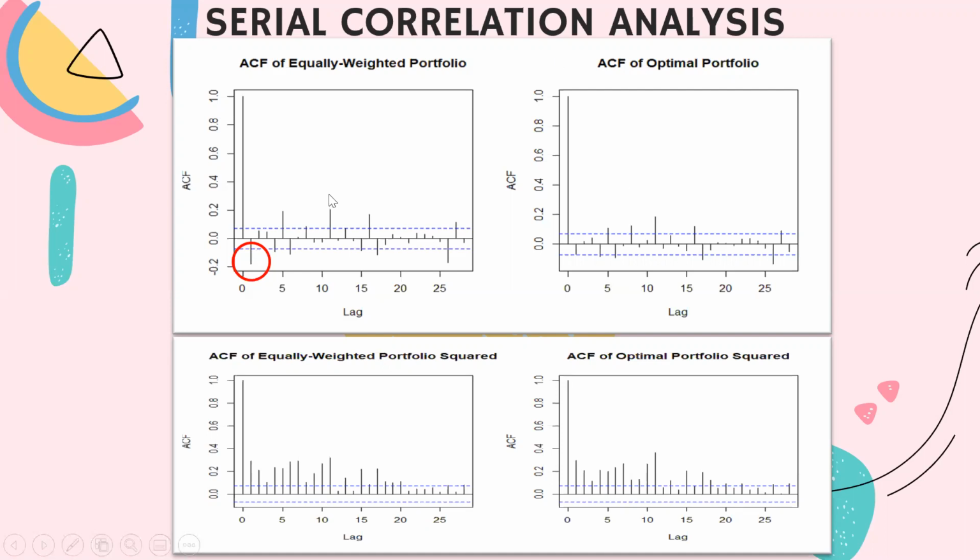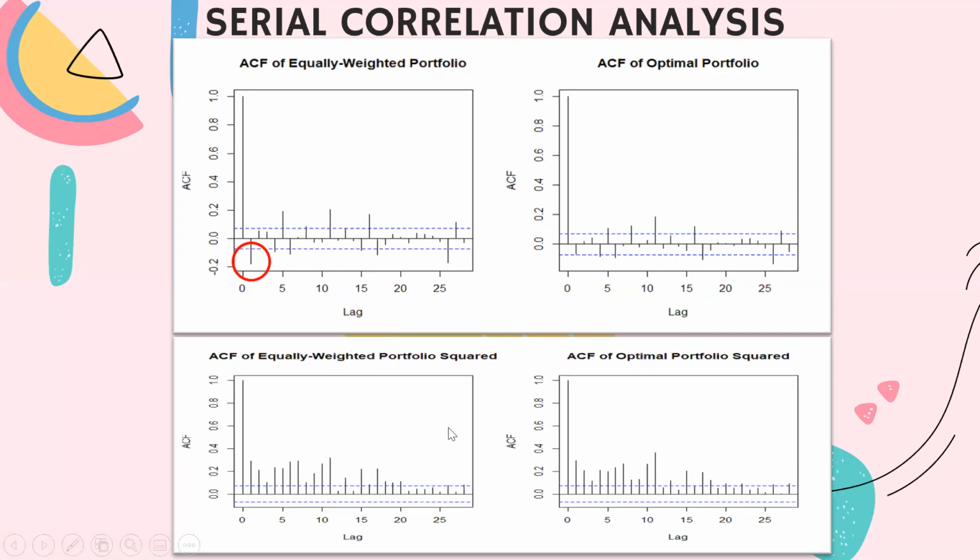So later you will see in the forecast that we're going to use the GARCH model with ARMA order of 1-1 to forecast this equally weighted portfolio. Whereas over here, lag 1 doesn't show any correlation, so we're going to use the GARCH with ARMA order 0-0 to forecast.